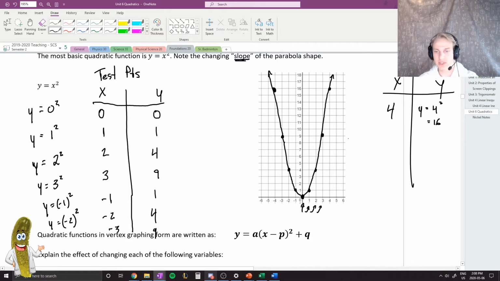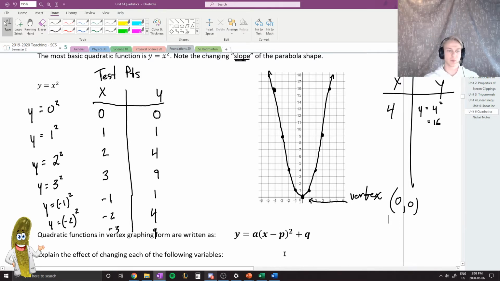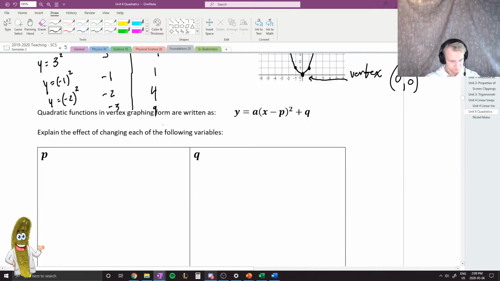And we can also see that our vertex here, let me just erase some of these little arrows here and clean that up a little bit. My vertex is at the point 0, 0. And there's a reason for that. And we're going to start talking about that throughout this lesson. There is a reason that this vertex fell at 0, 0 when our equation was y is equal to x squared.